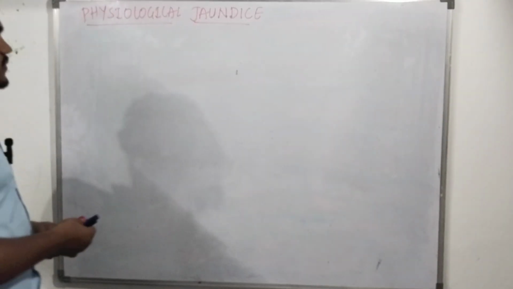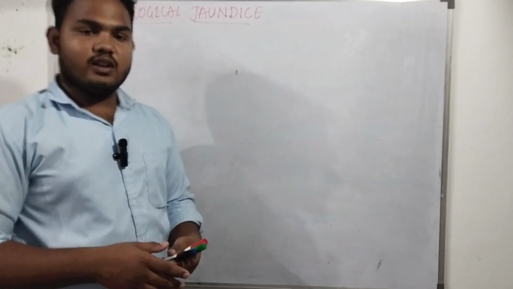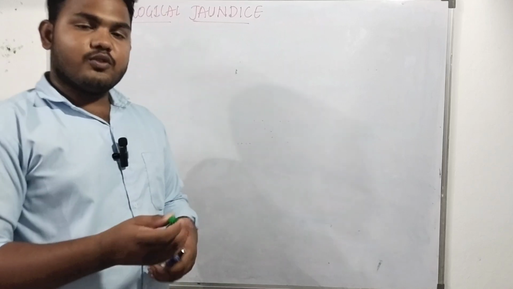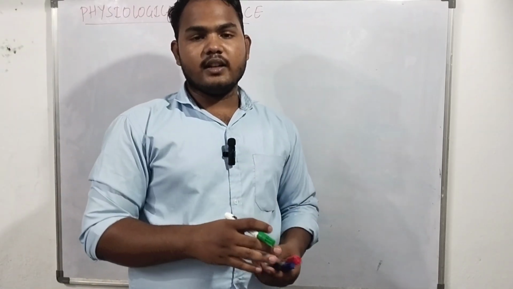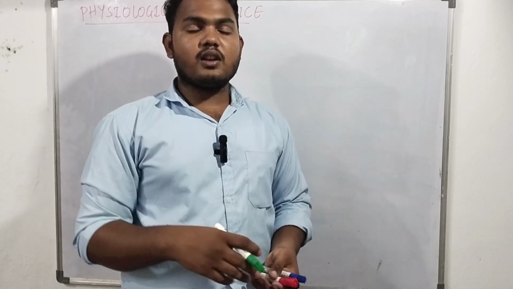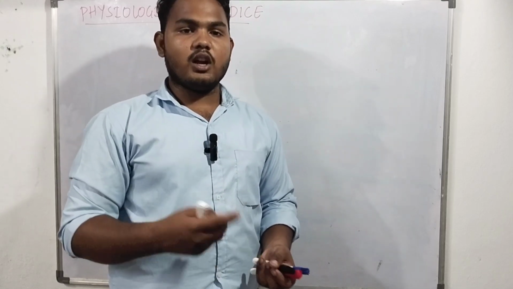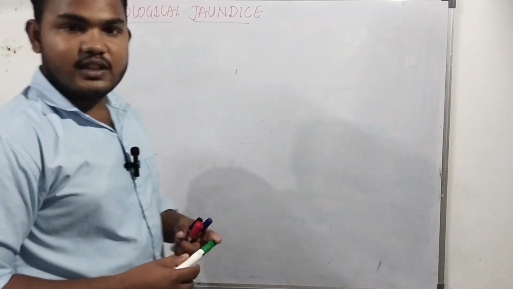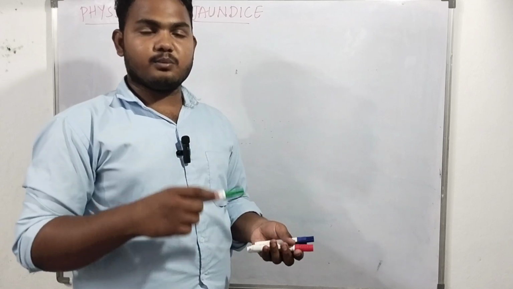Now, we already know the definition and causes of physiological jaundice. Before going into detail, I have to show you the normal physiology that works in our body: how bilirubin is produced, from where it is produced, and how it is excreted from the body. Let me discuss the normal physiology of bilirubin production and excretion.